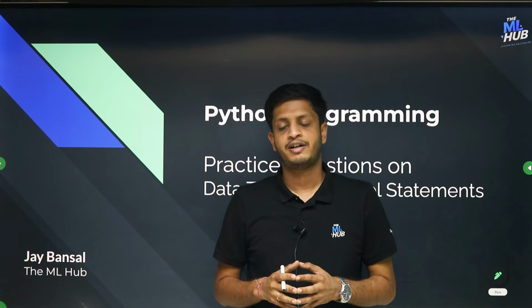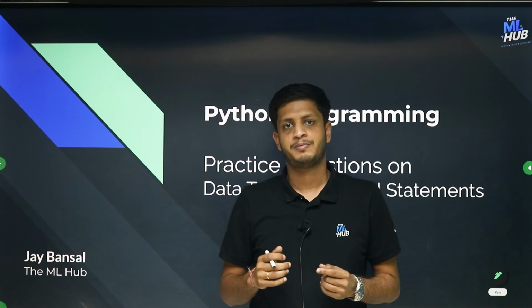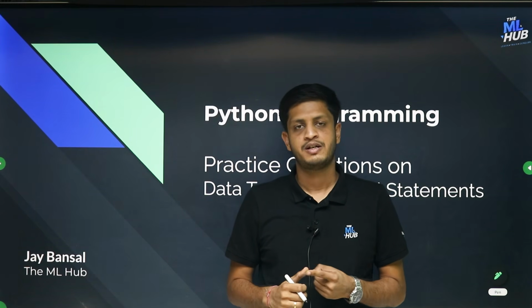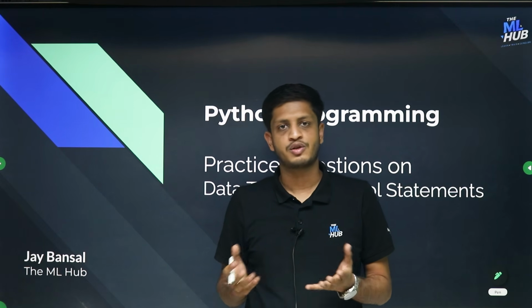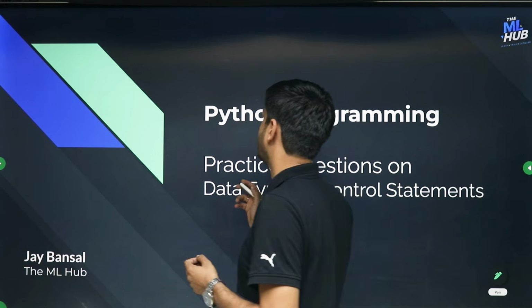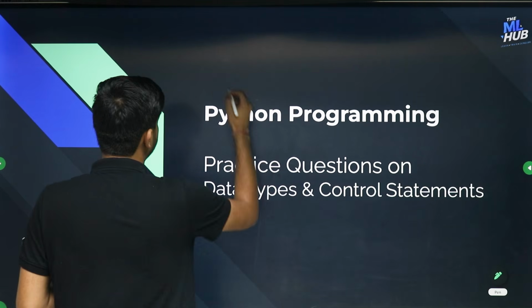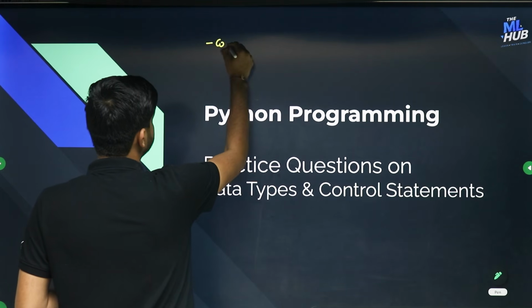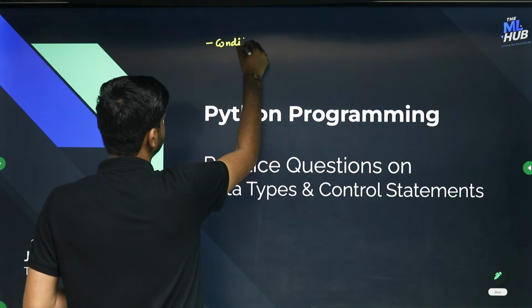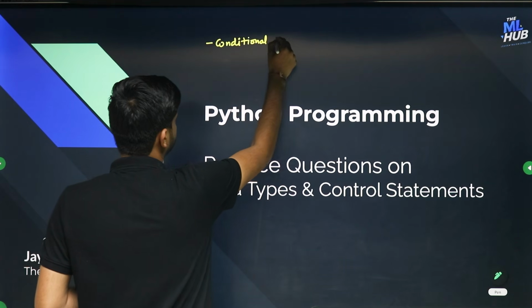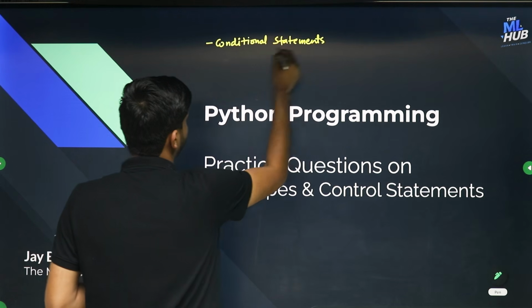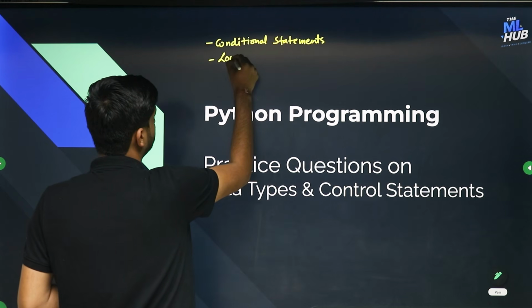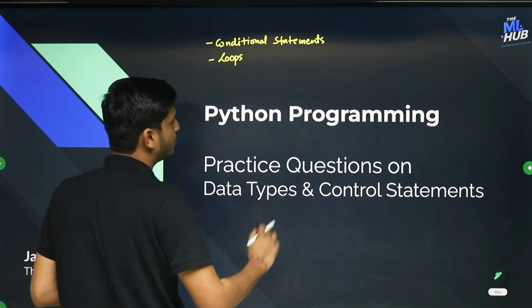Hi. So far we have seen conditional statements, loops, and data types in Python. In this lecture, we will see practice questions on all of them. So the concepts involved here will be firstly control statements. In control statements, we saw conditional statements, which means if, elif, else, and then we had loops. They both combined were called control statements.